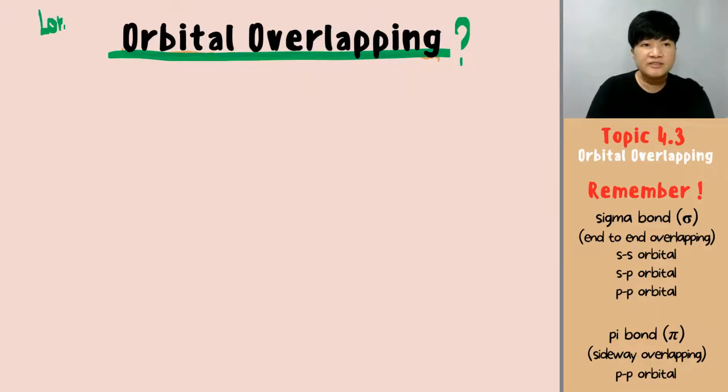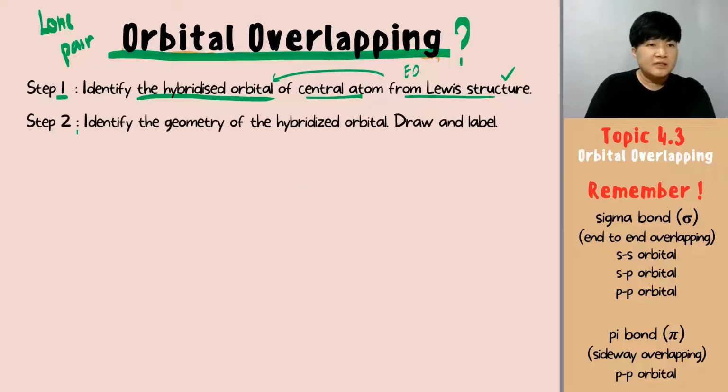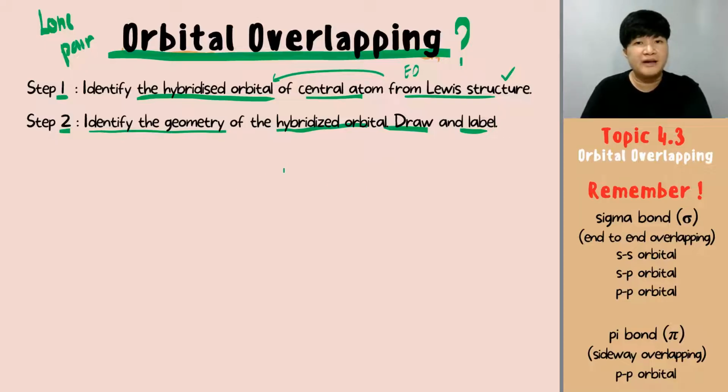Next, what would happen to the steps of orbital overlapping when you have lone pairs at your central atom? When you have lone pairs, step 1 is still the same. Identify the hybridized orbital of your central atom from the Lewis structure, standard. Draw the correct Lewis structure, calculate your electron domain, then you can determine the hybridized orbital. In step 2, we are going to identify the geometry. As always, you need to know whether it's linear, octahedral, trigonal planar, and so on. So make sure you can draw them and also label the geometry of your hybridized orbital.